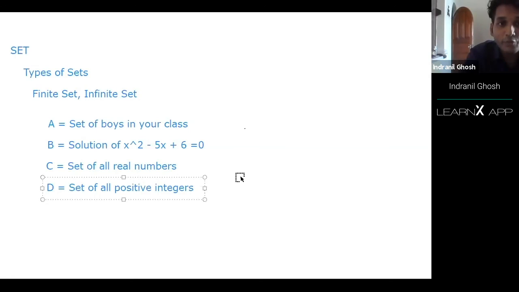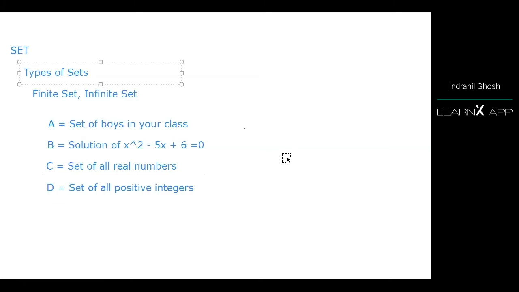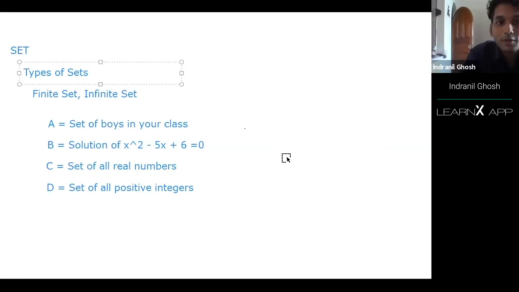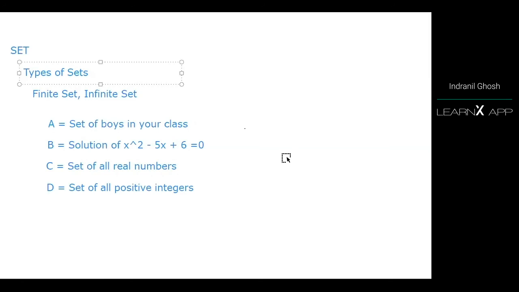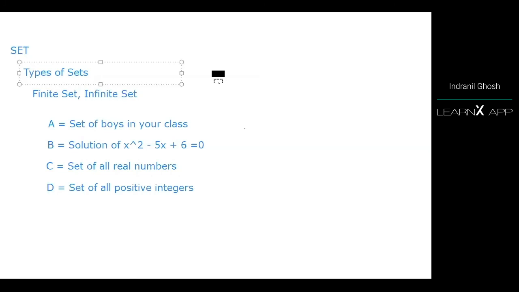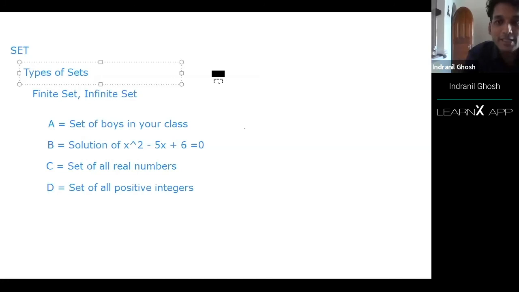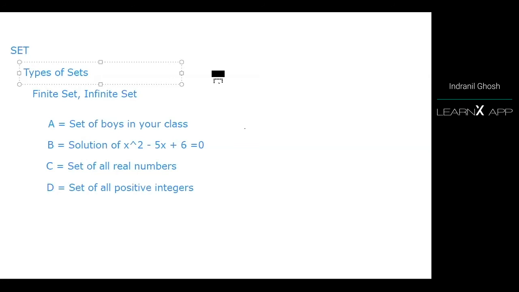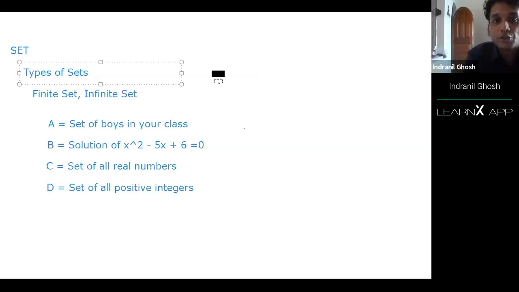Finite or infinite? Which one? Infinite, exactly. Because in this case also you have infinite positive integers. You cannot count how many positive integers you have, because whatever the greatest positive integer you think of, there should be another integer which is greater than that. So again, in this case, it should be an infinite set.